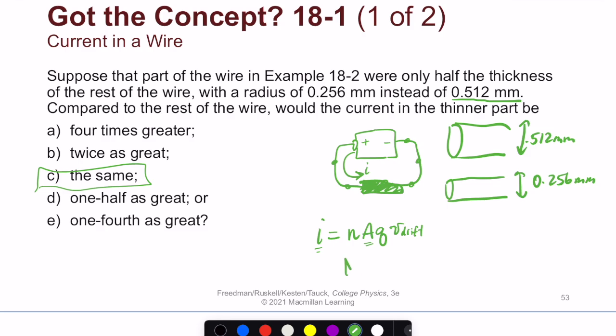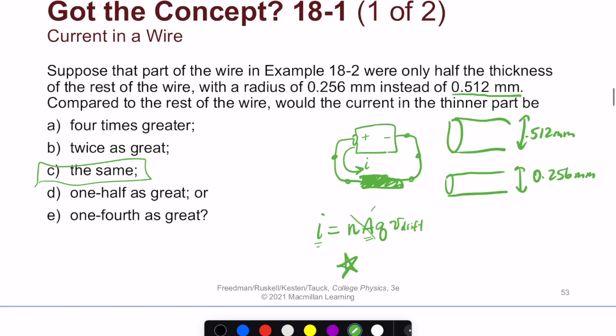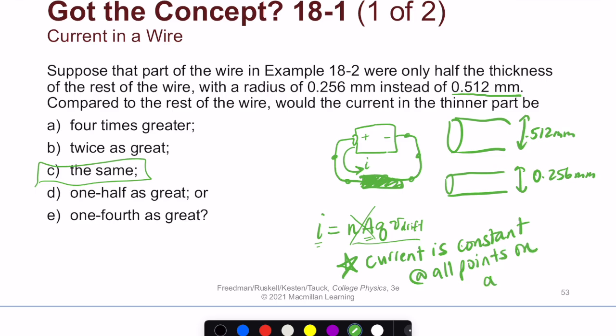Why? Because, let me cross this out, we're not going to use that relationship because this concept overrides it, the fact that current is constant over every part of the wire. But something in this equation does change, and we'll see that in the next concept. But current is constant at all points on a wire in a circuit.